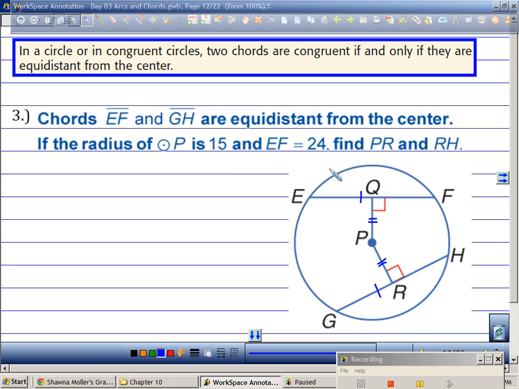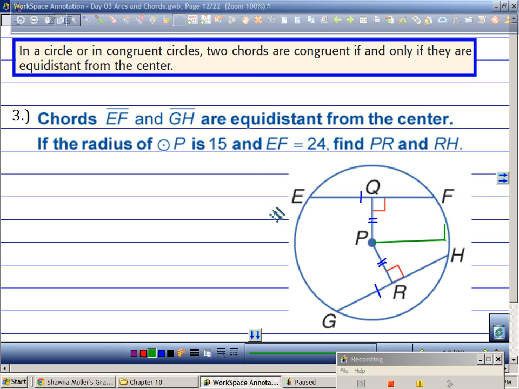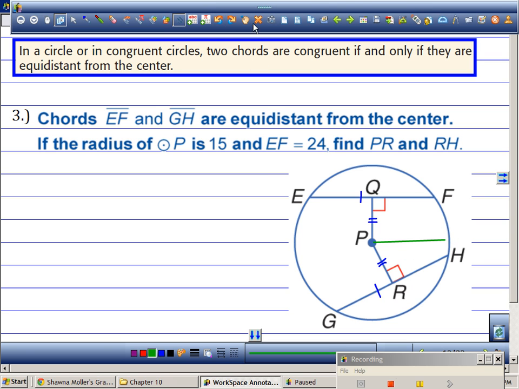Chords EF and GH are equidistant from the center, so that just told me they're congruent. If the radius of P is 15, so radius of P is 15, I don't have a radius. I'm going to give it away right now. Where should I draw my radius? From the middle, where? Here? Here? Oops. To the H? Why? Because it makes a triangle and it's probably going to help me solve this problem right now, right?